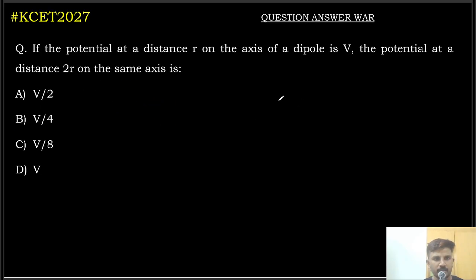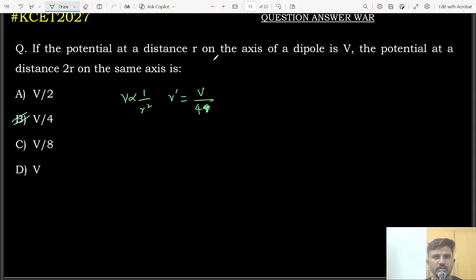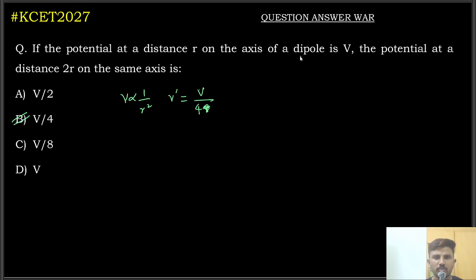Next, if the potential at a distance r on the axis of a dipole is V, the potential at a distance 2r on the same axis is, since potential is inversely proportional to r square, V dash will be equal to V divided by r square. Here 2r is given, 2r square is 4r square. So it will be V by 4. The dipole is given, so r square will be there.